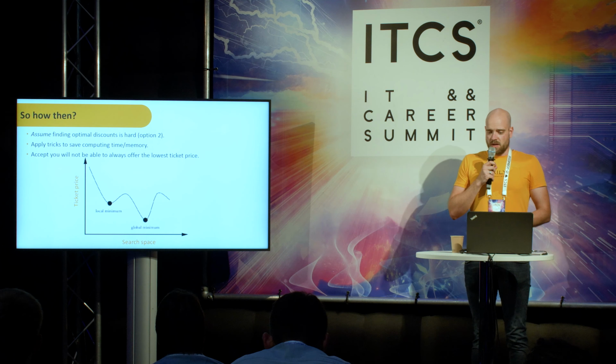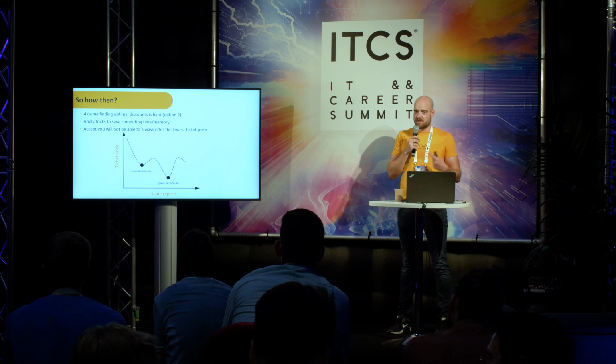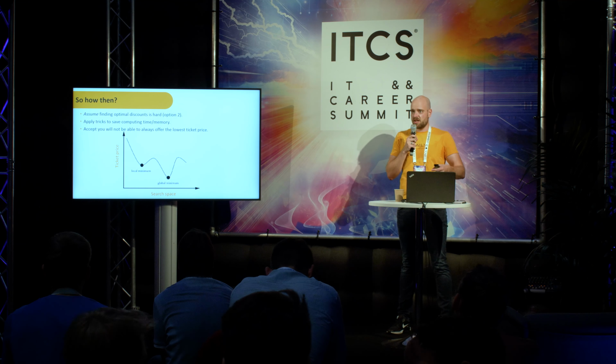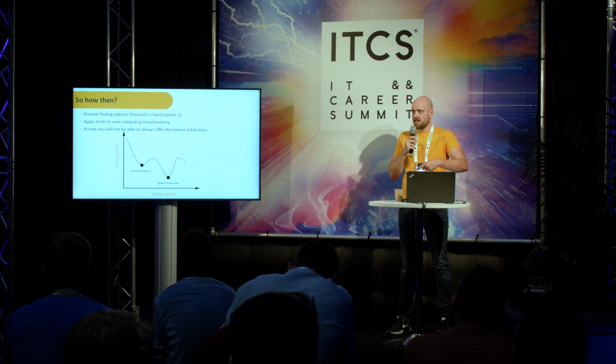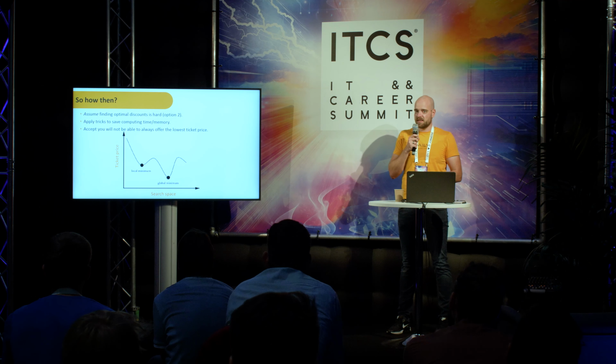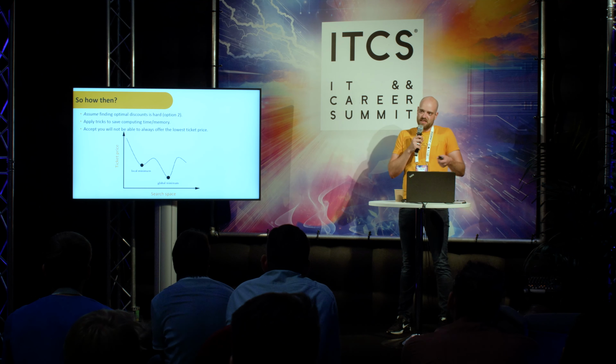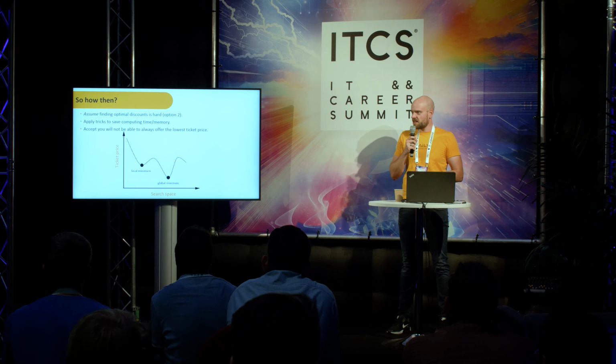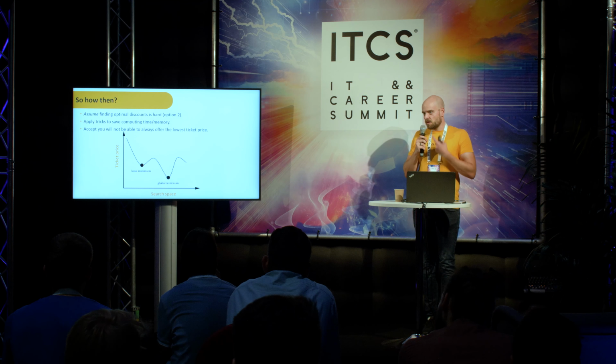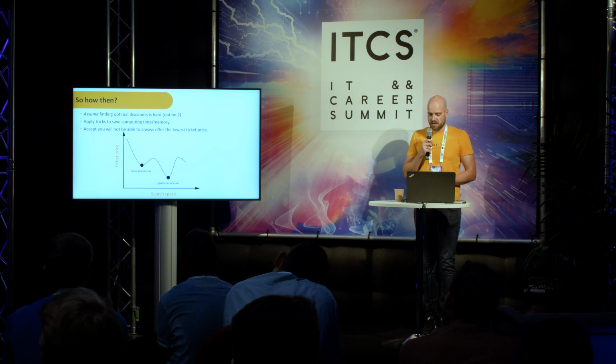So how do you do it? Well, you just assume that giving discounts is hard, right? So you try to do your best, and you apply tricks to save computing time and computing memory. And you just hope that your algorithm does a better job as the guest that's wanting to order something, right? That's possible. A computer can compute much more quickly than a human can. But you just have to accept that you will not always be able to give the perfect discount.